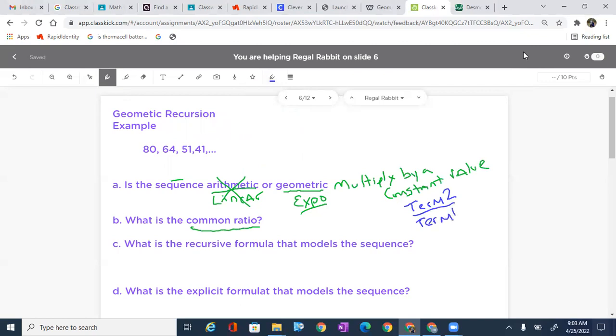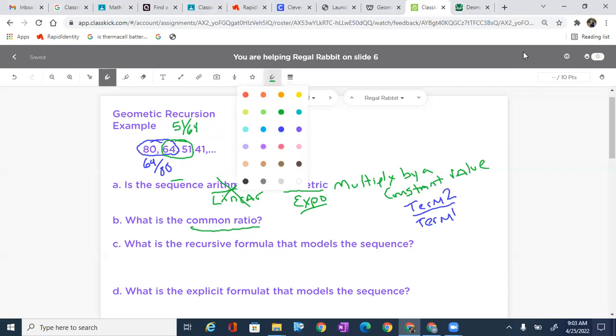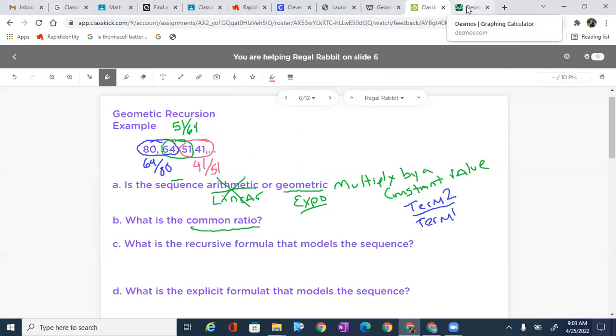We can make sets of these. So let's go ahead and do that. We're going to take the second term and divide it by the first term, so 64 divided by 80. Then we make another set: we take 51 and divide it by 64. And let's make another set, right next to each other: 41 divided by 51. When we do this, we're going to make sure that our multiplier all works out the same.